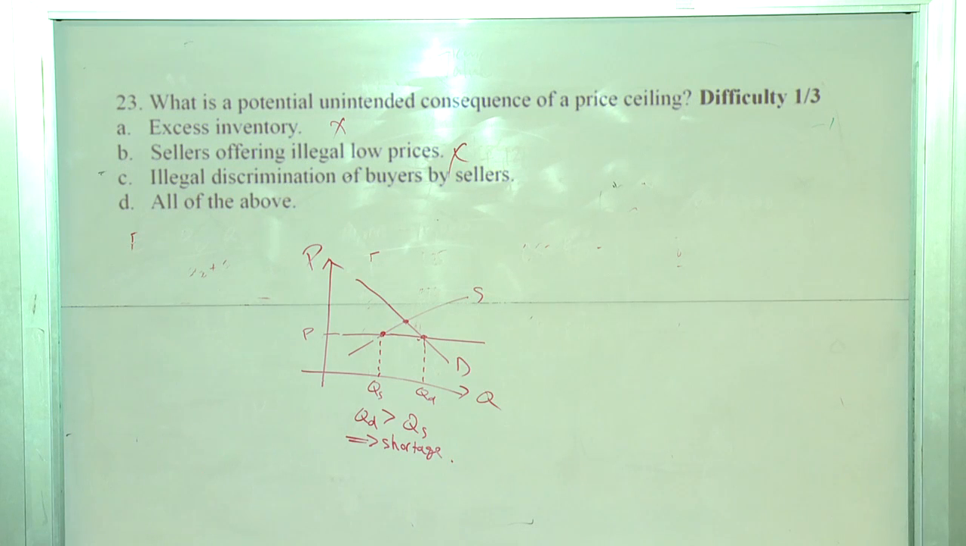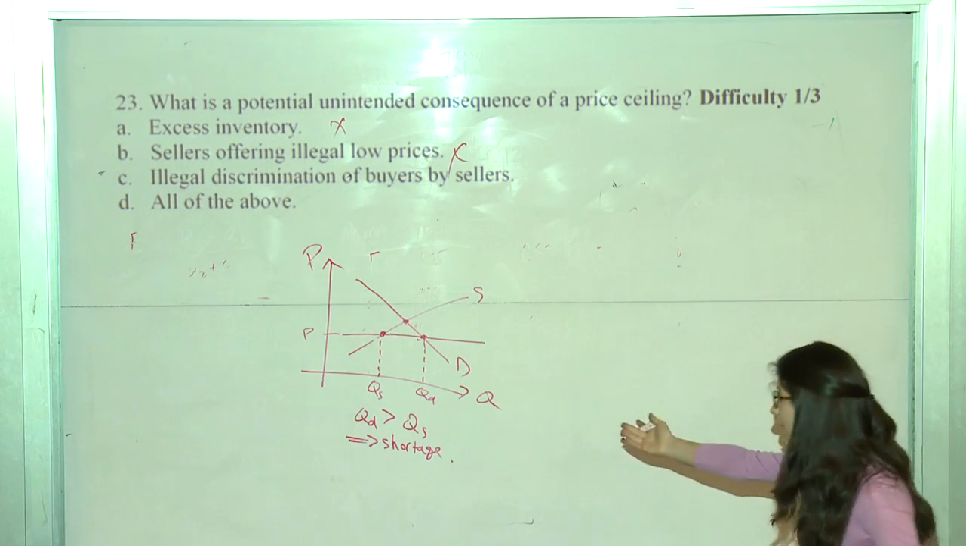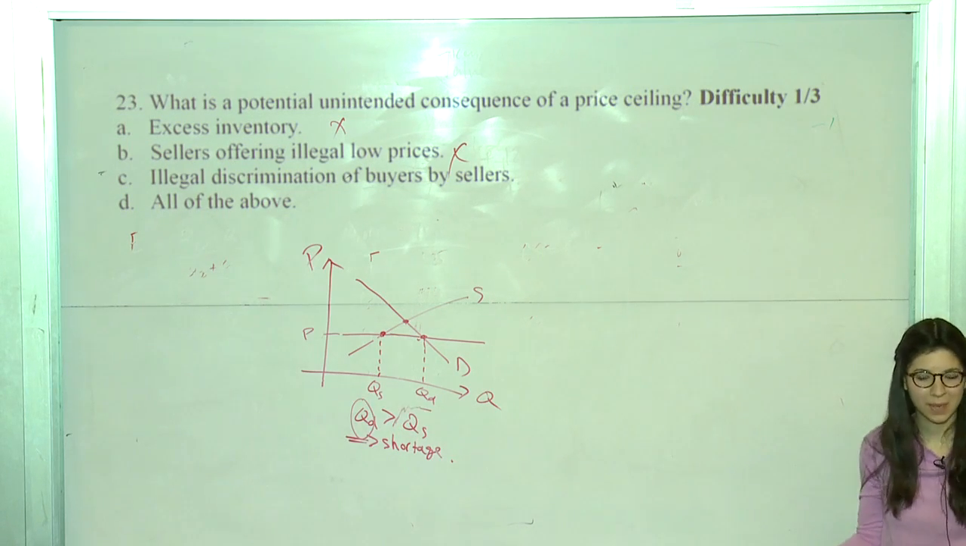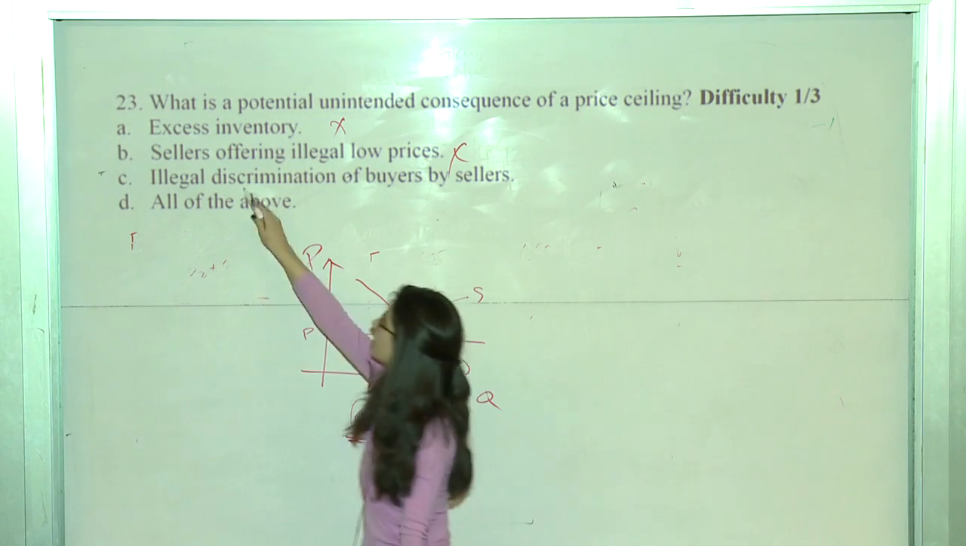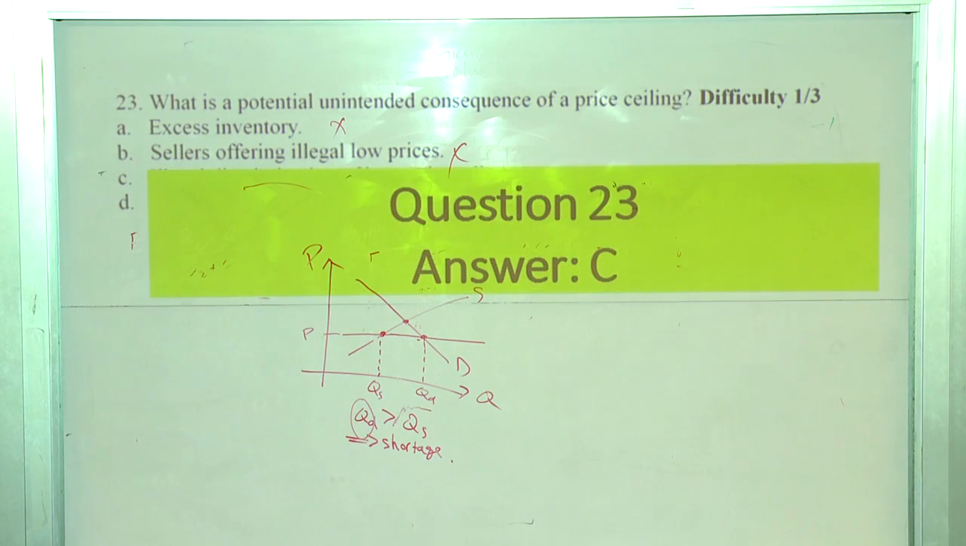Illegal discrimination of buyers by sellers. Why? So suddenly I'm the seller in this market, and I have tons of people who want to buy my stuff. I know that if I'm mean to this guy and I say, you don't have to buy my stuff, or I don't like you, or I don't want to sell to you, I'm not worried. Because the next guy who walks in is going to be willing to buy my stuff. And there's so many next guys because the demand is so much bigger than the supply. So I can choose who I want to sell my stuff to. I can discriminate. Okay? So the answer choice for question 23 is C.